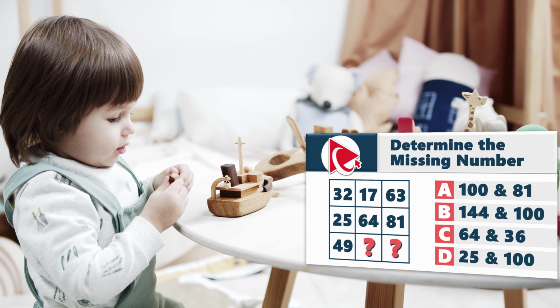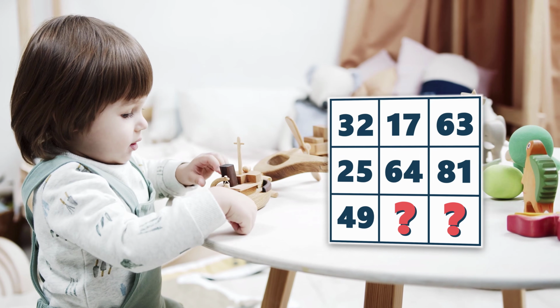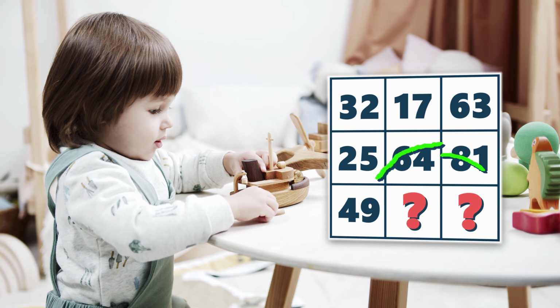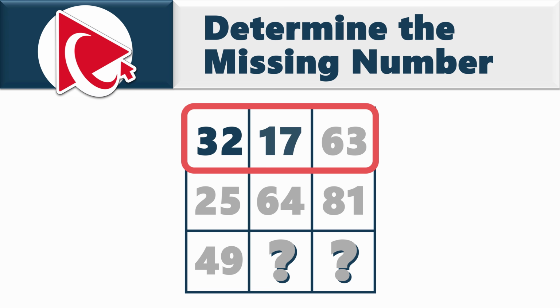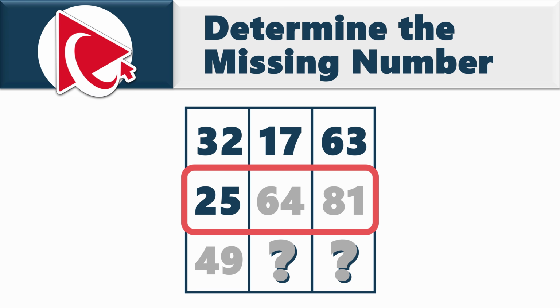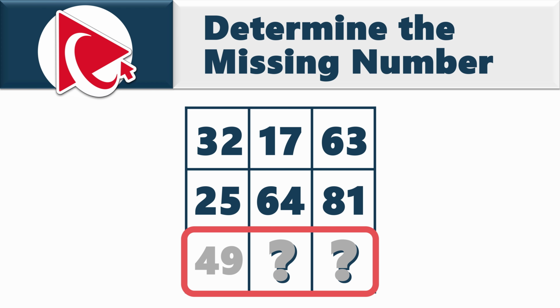Speaking about chaos, here in this question, we need to figure out 2 answers instead of just 1 answer. Let's look at the specifics. You're presented with 3 by 3 matrix. Matrix has numbers inside. The numbers in the first row are 32, 17, and 63. In the second row, numbers are 25, 64, and 81. And in the third row, there is only 1 number, and 2 numbers are missing, which you need to calculate and select out of 4 possible choices.